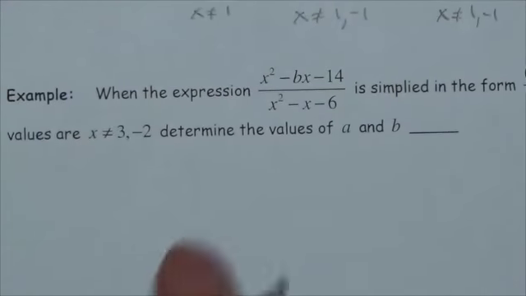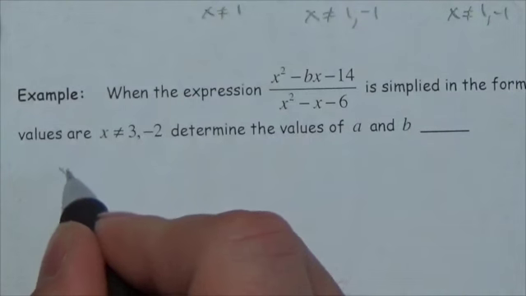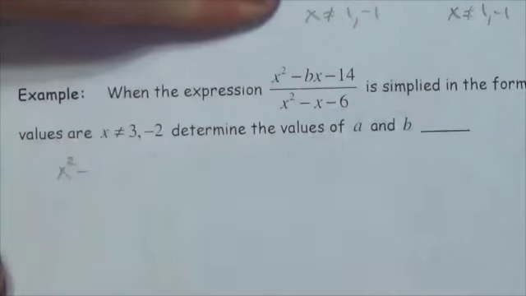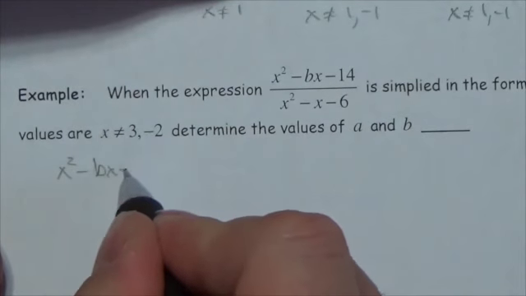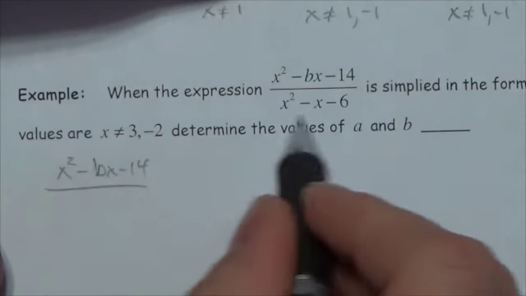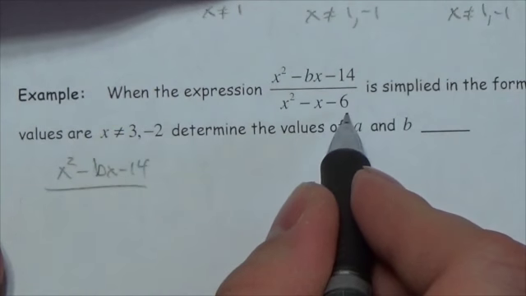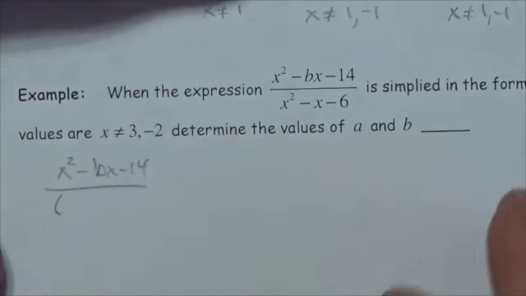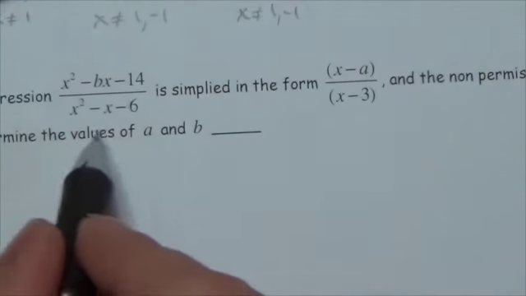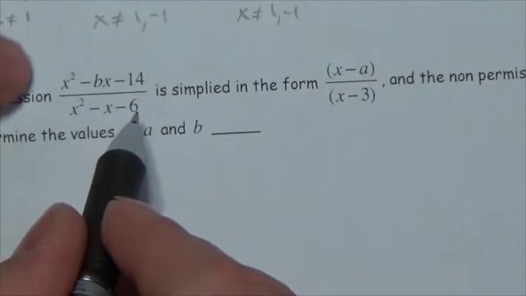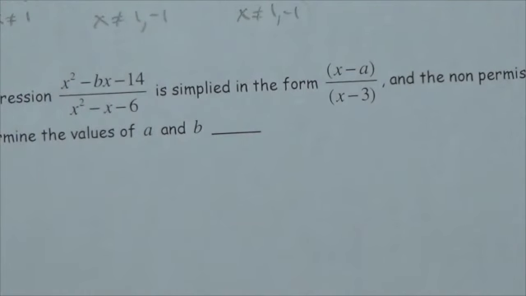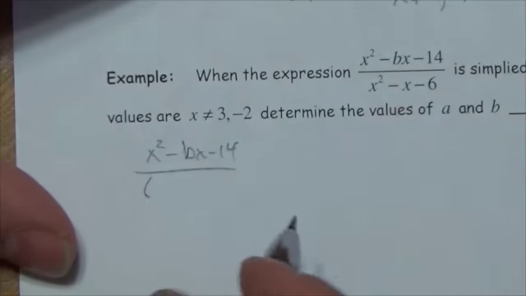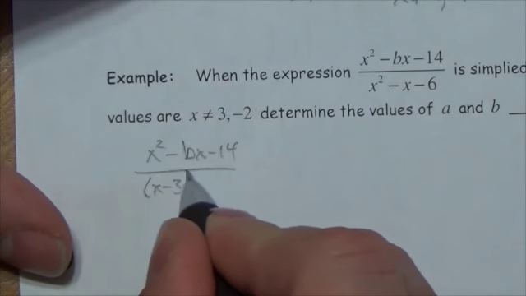Now, I want to talk about that. When I start with this thing right here, x squared minus bx minus 14, the denominator here is x squared minus x minus 6. Now, I'm going to factor that first, okay? So, I already know, for example, that x minus 3 has to be a factor here. Okay, because when I simplify it, I don't introduce new factors, I cancel common factors. So the fact that x minus 3 survived means that x minus 3 must have been in the original there.